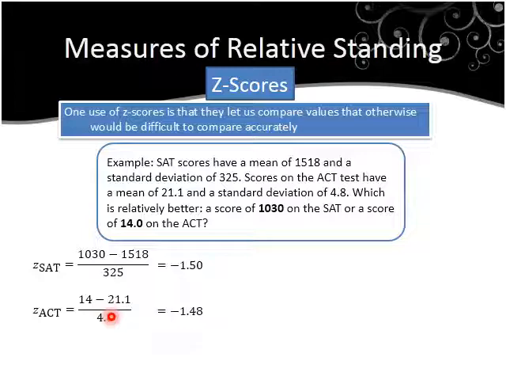Now you have to be careful when you're comparing these. You have to think which of these is a higher z-score. And of course, with negative numbers, negative 1.48 is higher, or is further to the right on the number line, than negative 1.5. So the better score here would be the ACT score. So if I were taking both of these and I had to choose one of them to send off to colleges, I would send my ACT score.